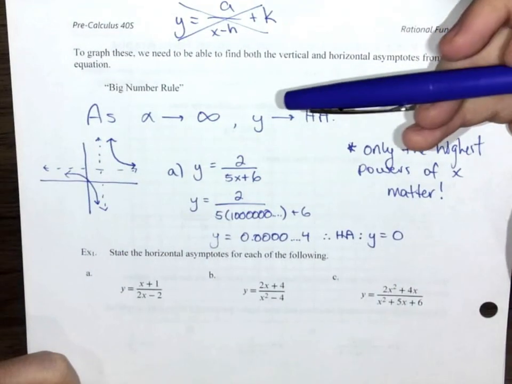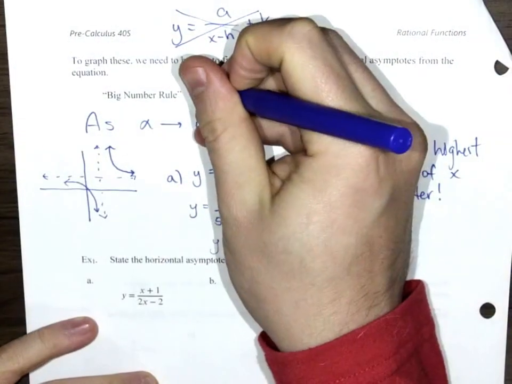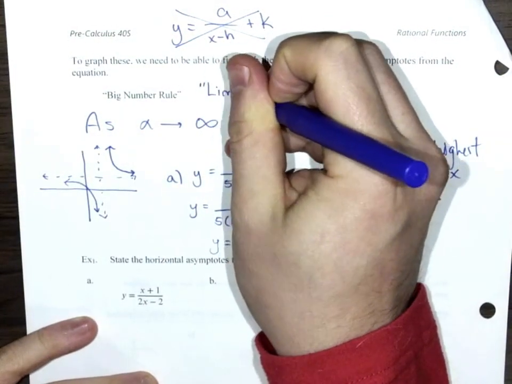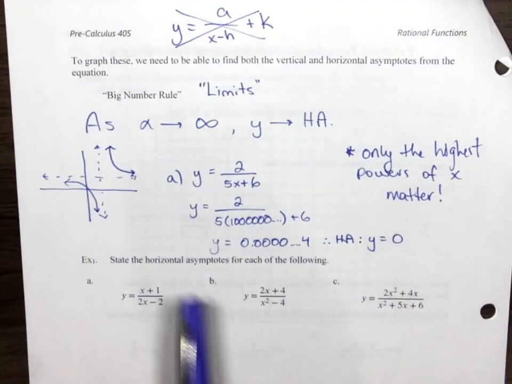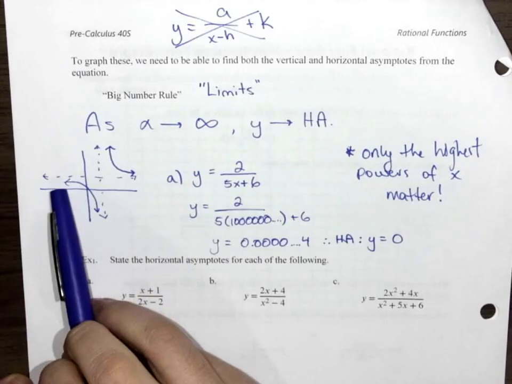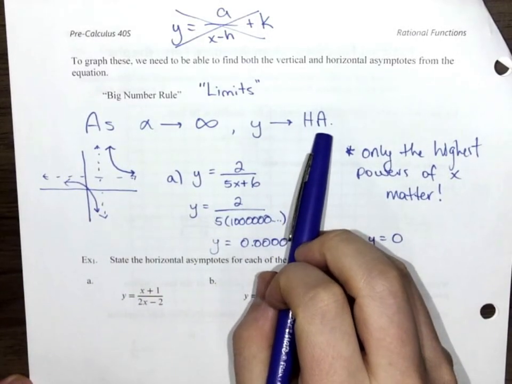Well, the biggest rule that we're going to follow here is something called the big number rule. In calculus, this is actually called a limit. Limits say that as x goes to infinity, or any other number, but in our case positive infinity or negative infinity, the y value is going to approach the horizontal asymptote.